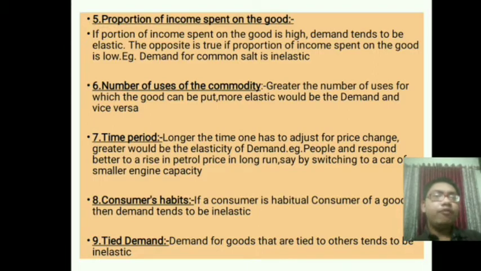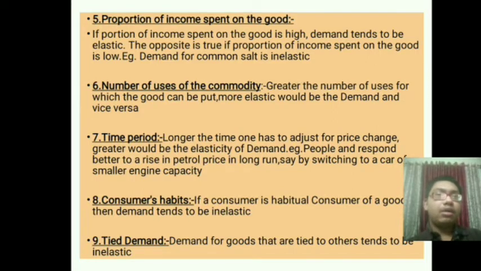Then there is the factor of proportion of income spent on the commodity. If a major portion of consumers' income is being spent on the given good, elasticity will be more. If the proportion spent is very meager, then elasticity will be less. Example, common salt. Generally, people spend only a meager or a minute part of their income on common salt. So, it will have relatively inelastic demand.